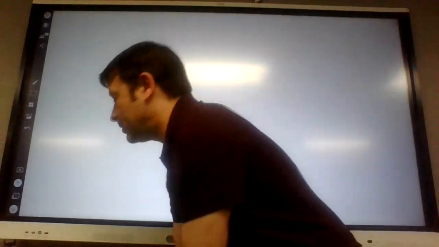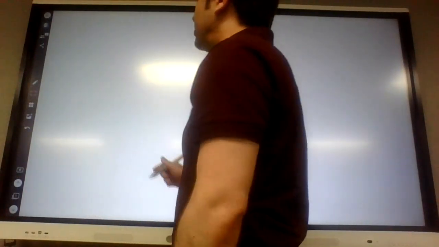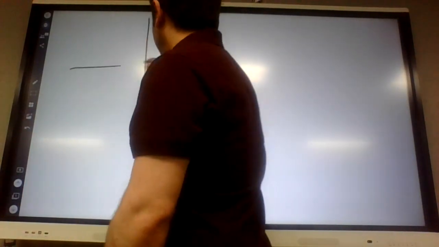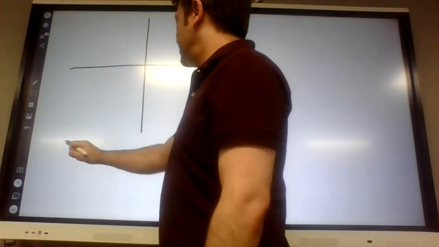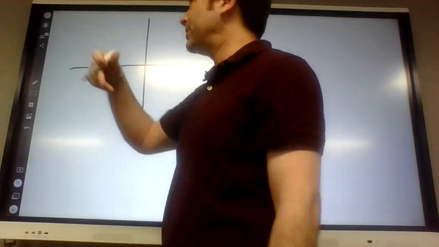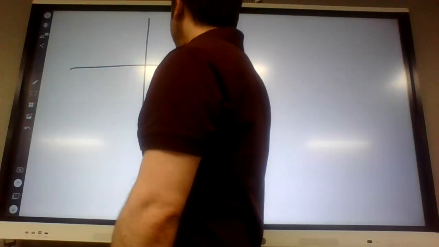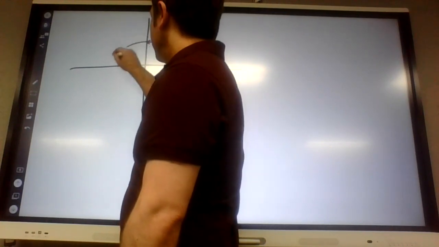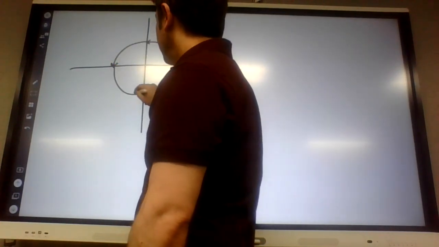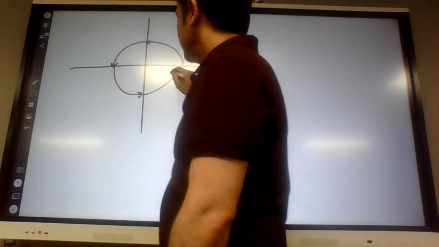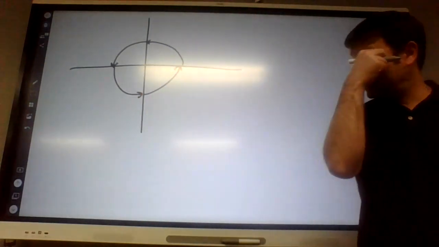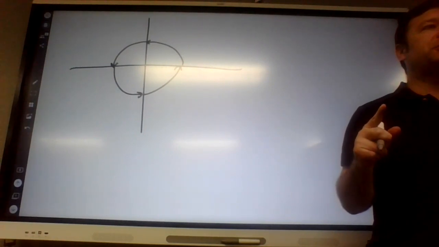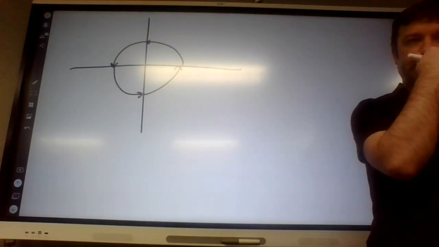Okay, so let's review what we talked about because we kind of need that for today. On Friday, you guys remember the rotation on the coordinate plane? We start here on the right, and then this is how many degrees? 90, 180, 270, 360. And it keeps going.